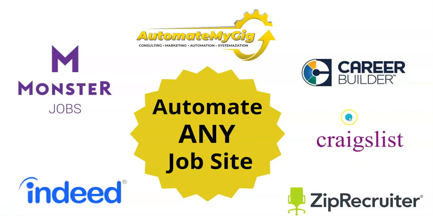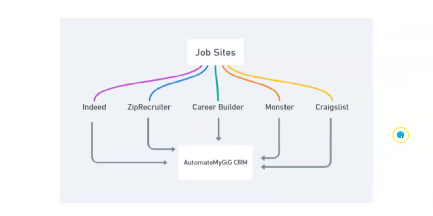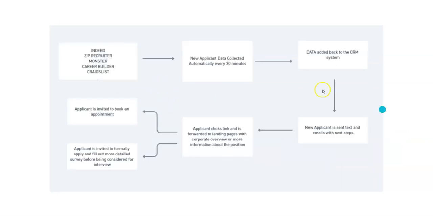All right, the point of this video real quick is just to run through the Automate My Gig job site automation program we have. So we work with these companies: Indeed, Monster, CareerBuilder, Craigslist, and ZipRecruiter. What we're going to do is connect to each one of these companies and pump the data basically into a CRM that we set up for you. So let's walk through the process real quick.